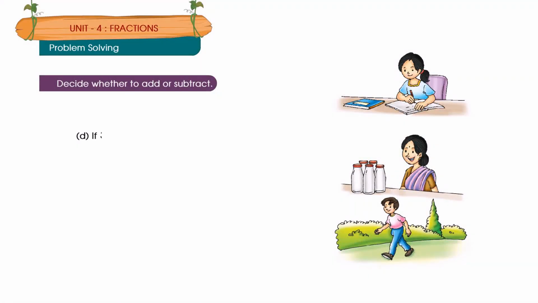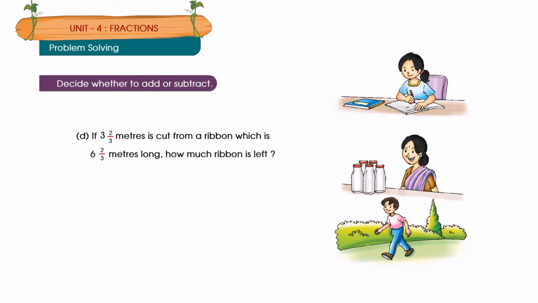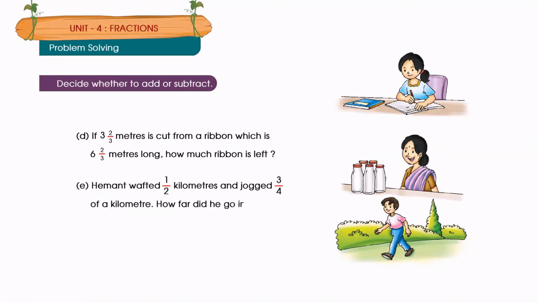D. If 3 2/3 meters is cut from a ribbon which is 6 2/3 meters long, how much ribbon is left? E. Hemant walked half a kilometer and jogged 3/4 of a kilometer. How far did he go in all?